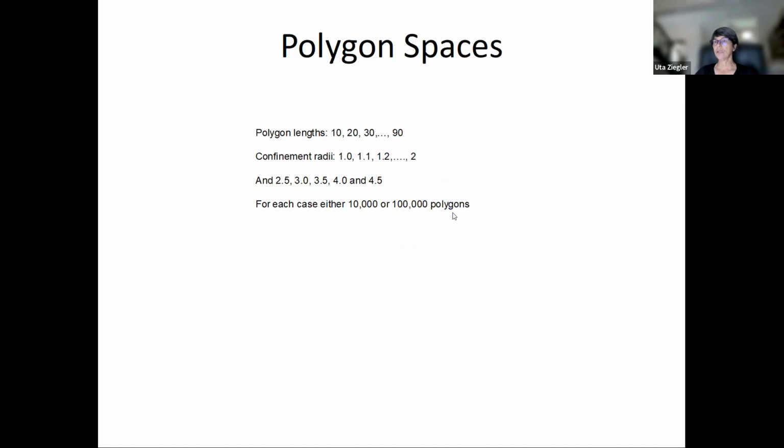So what polygons did we generate? We generated polygons of length 10 to 90 in steps of 10. And then we had confinement radius from 1 all the way to 2 in steps of 0.1, and then also in half steps from 2.5 to 4.5. For each one of those pairs of polygon length and confinement radius, we created either 10,000 or 100,000 polygons.